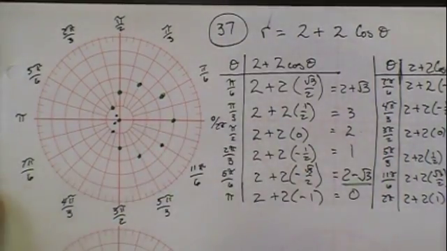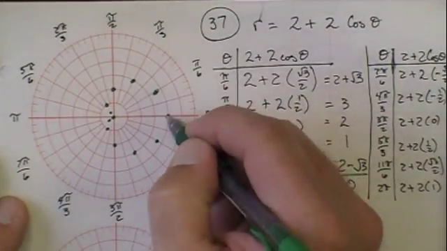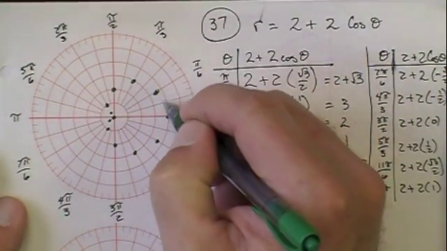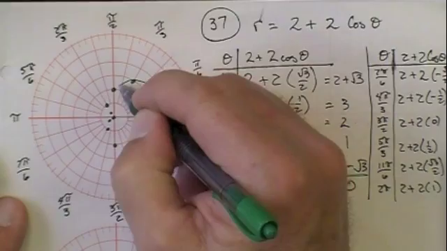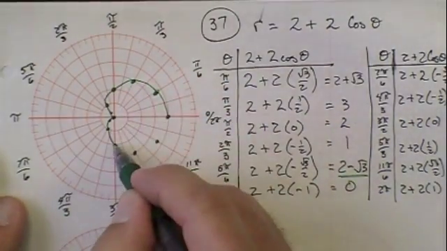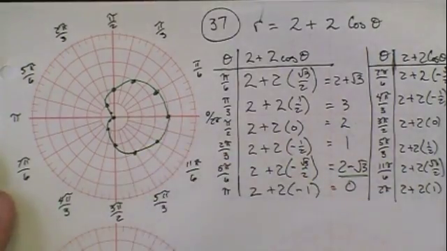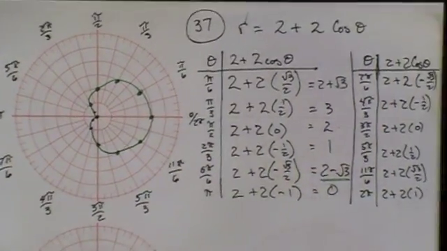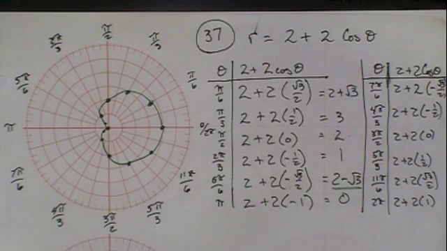So what this graph ends up looking like when we connect it, it's curving as it works its way around, and it's going to curve here, comes into the origin, and then curves back out as it works its way around. And so that would be our graph for r is equal to 2 plus 2 times the cosine of theta.